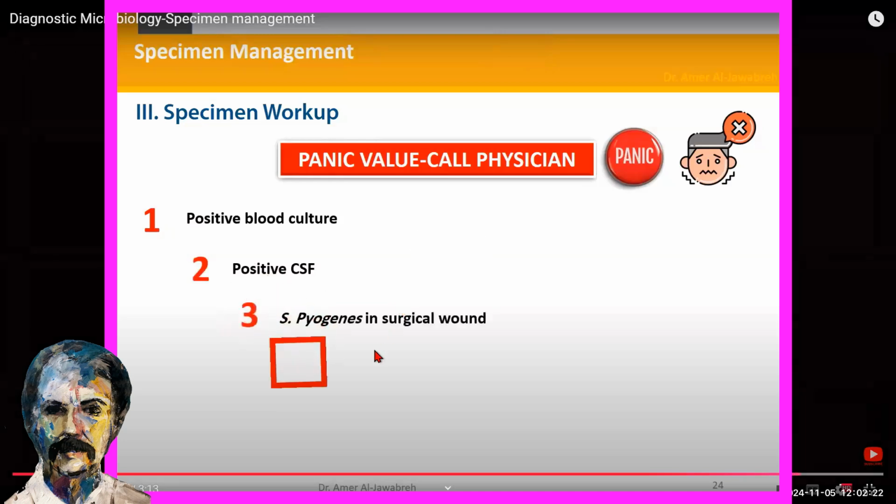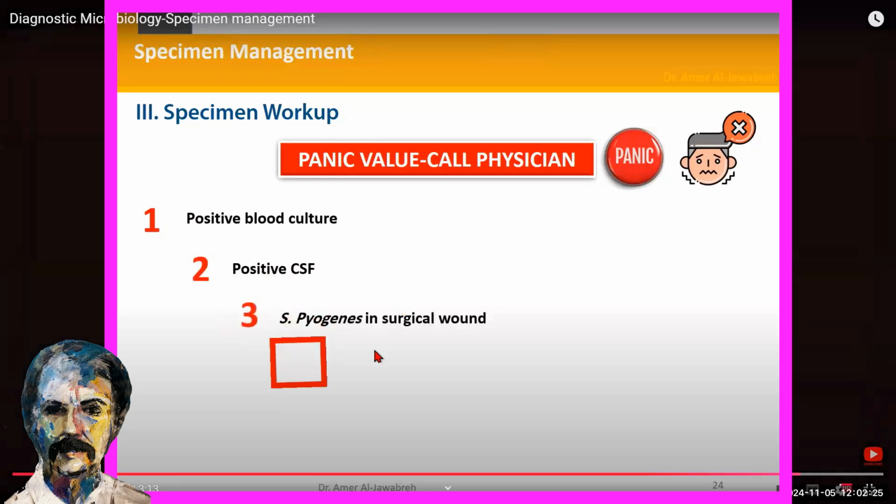Number 3, S. pyogenes in a surgical wound. Streptococcus pyogenes in wounds will cause a dangerous disease called necrotizing fasciitis, where this bacteria starts eating your flesh, the flesh of the human being. We call it necrotizing fasciitis. So if you have S. pyogenes in a surgical wound after an operation, then this is a big panic value, and you should call the physician.